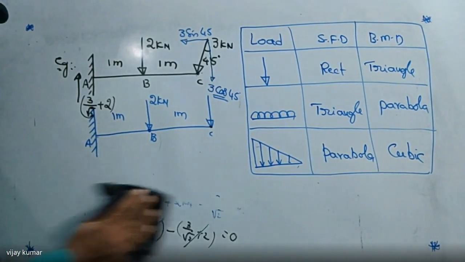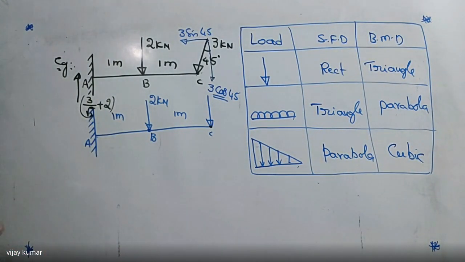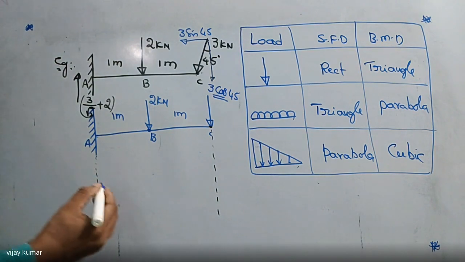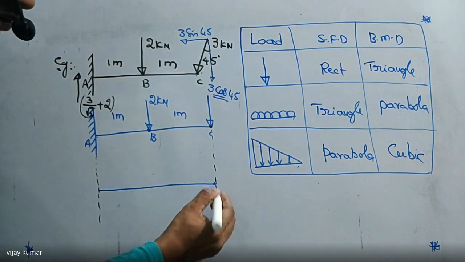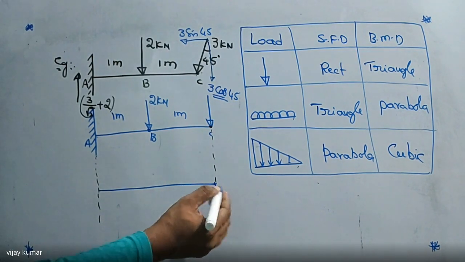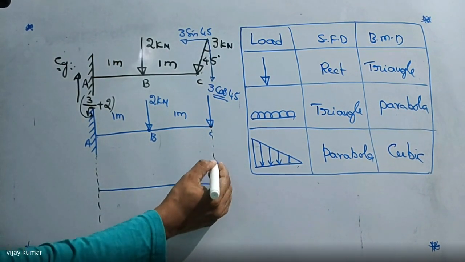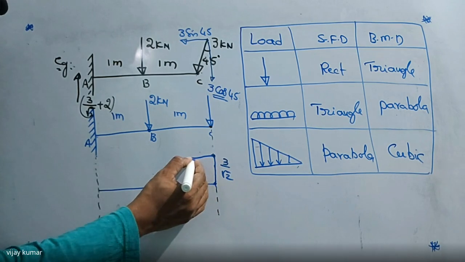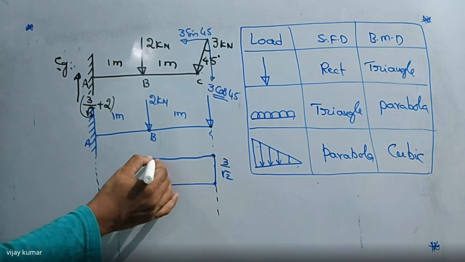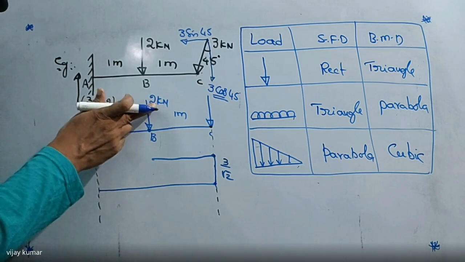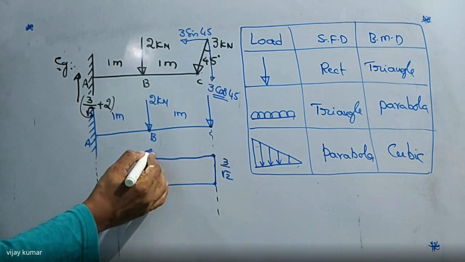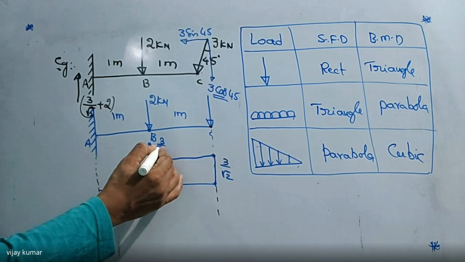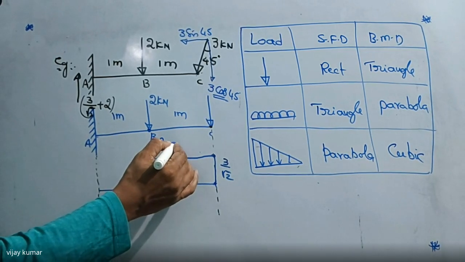Listen carefully. Here I'm going to draw the shear force diagram. What is the shear force diagram here? 3 by root 2 is positive, so up to this point it is positive, that is 3 by root 2. Up to this point the load is the same. If you come to this point, the load will increase. How much will it increase here? 2 kilonewtons will be added. So 2 kilonewtons will increase here, that is 3 by root 2 plus 2.